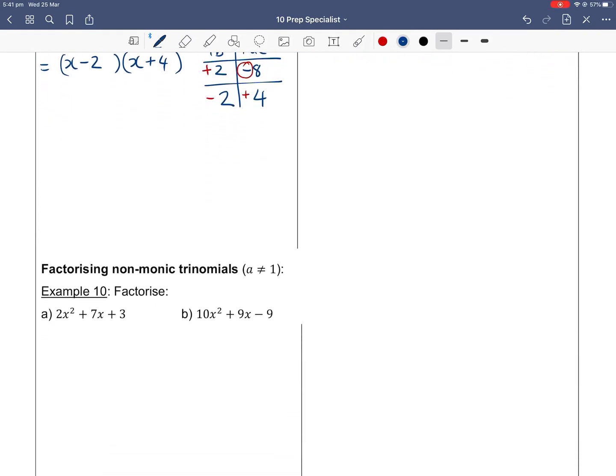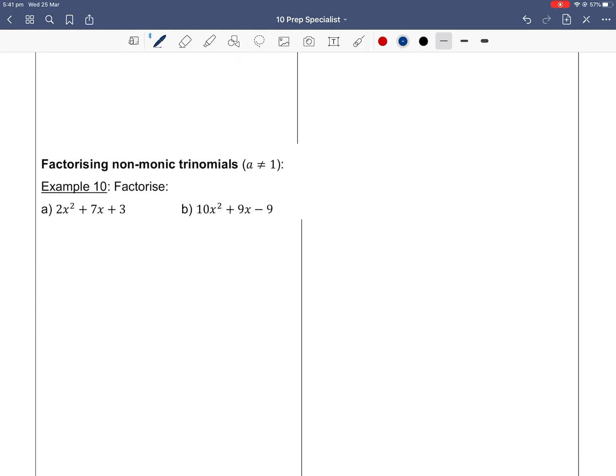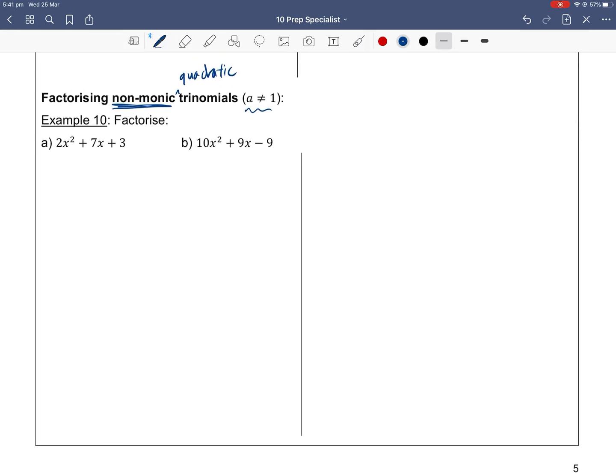We do have an extra little trick to think about if we're trying to factorize non-monic trinomials, quadratic trinomials. So again, we're looking at x squared blahs. Non-monic is when the coefficient of x squared is not equal to 1. So what's the extra little trick in here to do?